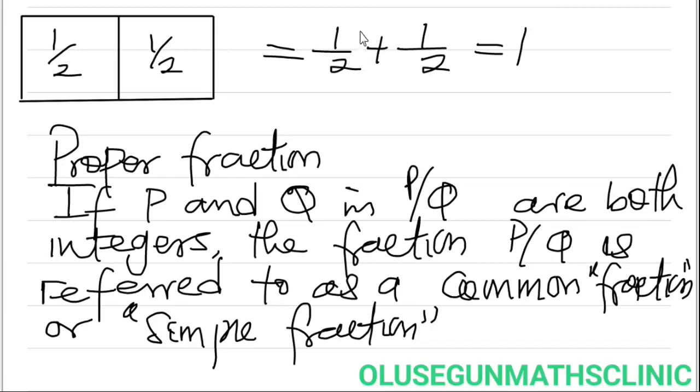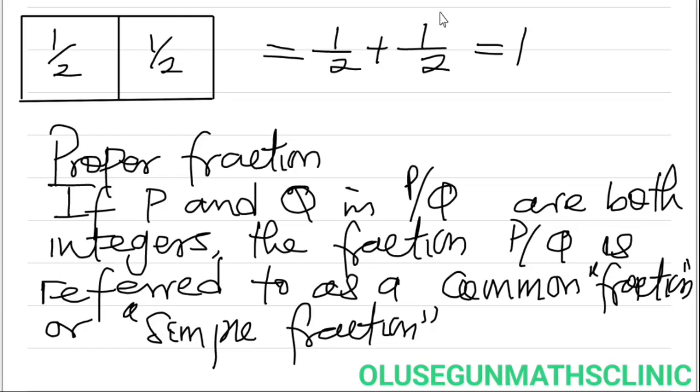So that is the meaning of a fraction. That is where fractions come up. It comes up like dividing a whole into parts. A fraction is a part. So when you add the two parts together, it gives us 1, because the whole body has been divided into 2. Now we have some types of fractions.